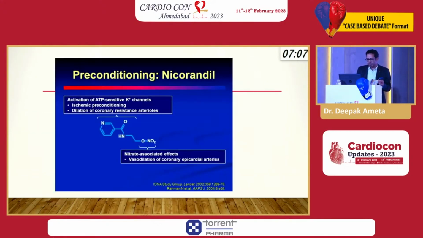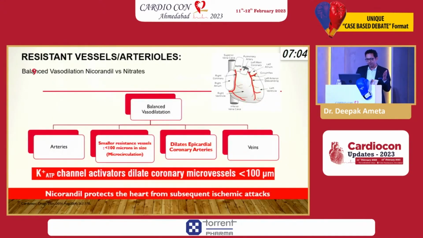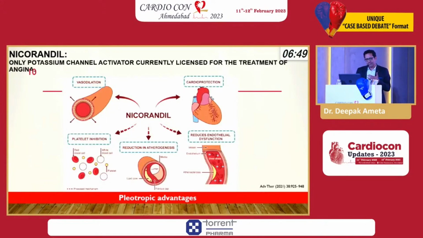So it has a balanced vasodilatation. It dilates arteries, it dilates veins, epicardial coronary arteries, and the smaller microvasculature. So it reduces both preload and afterload. Nicorandil also protects the heart from subsequent ischemic attacks. It is the only potassium channel activator currently licensed for the treatment of angina because it has a pleiotropic advantage. It also has platelet inhibition, vasodilatation, cardioprotection, and reduction in atherogenesis. So this is all about nicorandil.